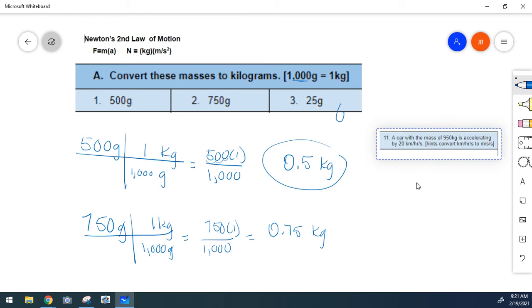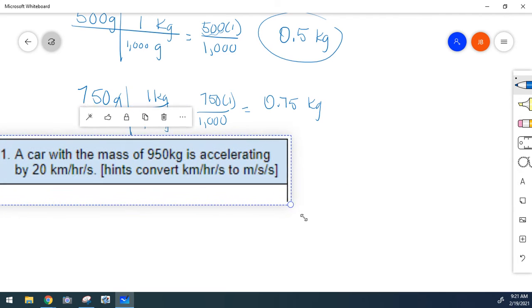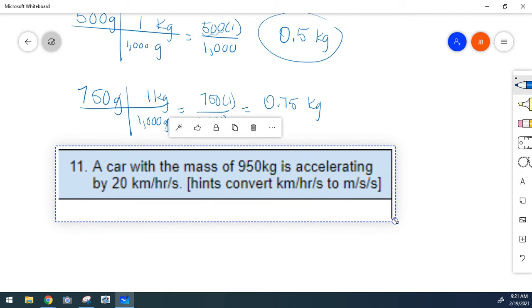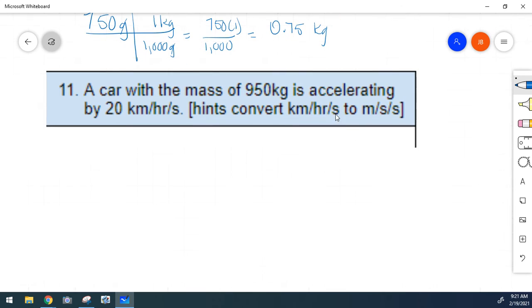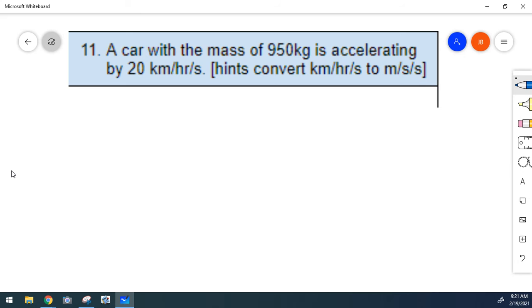The second thing that we have to convert is the number 11. It says that the car has the mass that's accelerating at 20 kilometers per hour per second, which is not an unusual way for us to get information. But the problem is that we need to convert this 20 kilometers per hour into meters per second. We don't have to do anything with this one because it's already per second. All right, so we're going to say we have 20 kilometers in 1 hour.